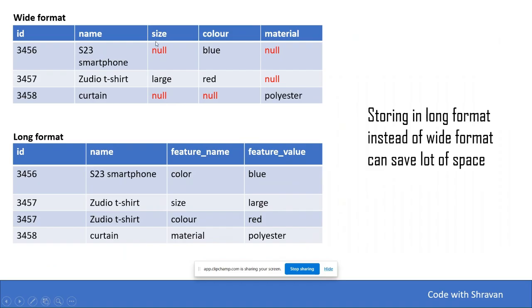Suppose we have each property as a separate field, then say for something like a smartphone, it won't have anything like material and size, so it will have null values. This approach will have a lot of null values. So instead of the wide format, we use the long format where we only have two columns, feature name and feature value. And in the feature name, we give the actual feature of the product, and in the feature value, the value corresponding to that feature name.